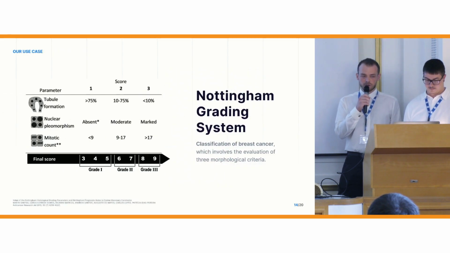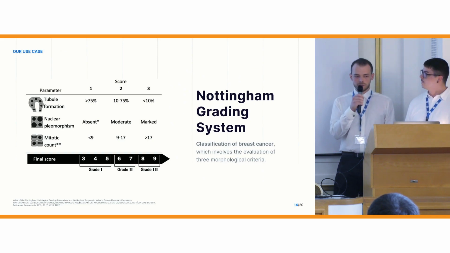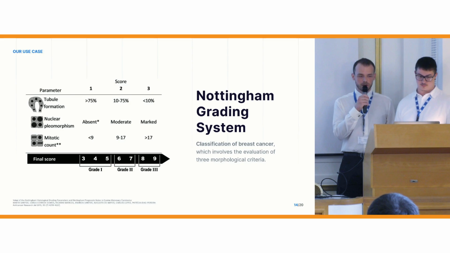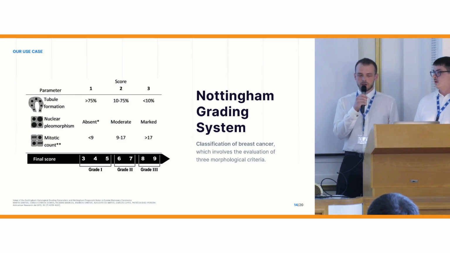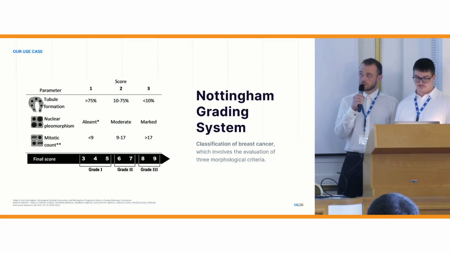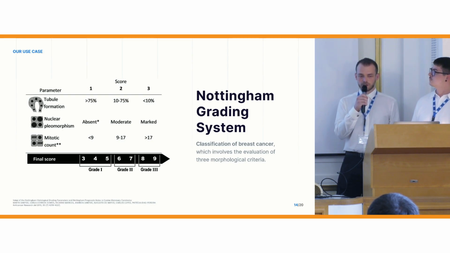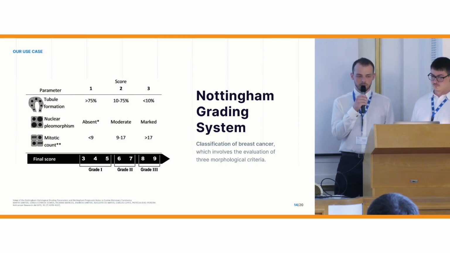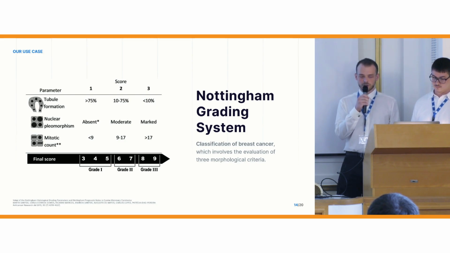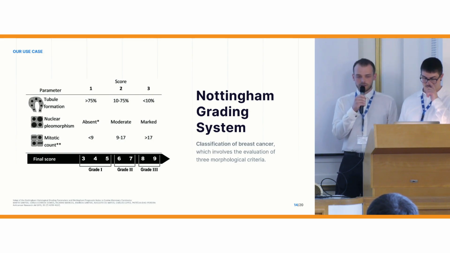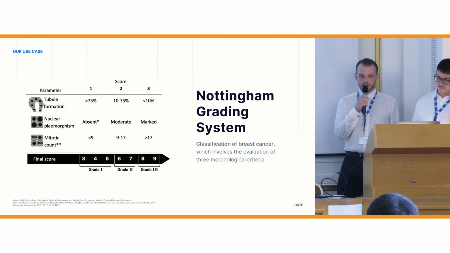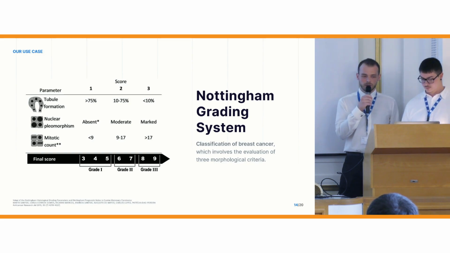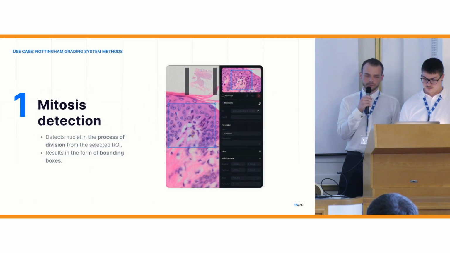Our main use case, which was specified by the domain experts, was to develop deep learning models to assist in evaluation of individual criteria of the Nottingham Grading System. The Nottingham Grading System is a method used for grading cancer, and it involves evaluation of three morphological criteria, namely mitotic count, nuclear pleomorphism, and tubular formation. Each criterion is assigned a score ranging from 1 to 3, resulting in a final score ranging from 3 to 9, where the higher the score, the more severe the patient's condition.